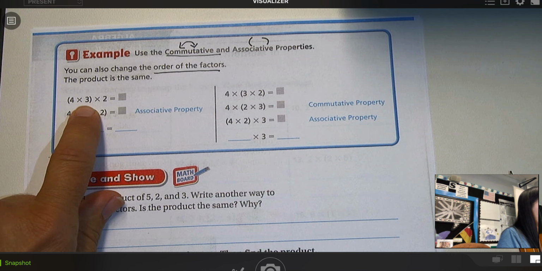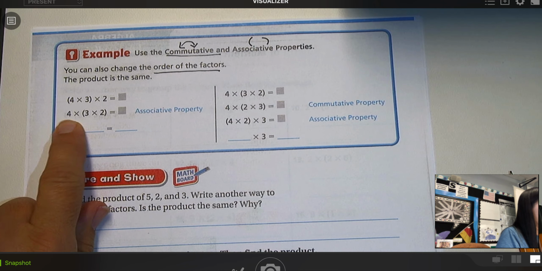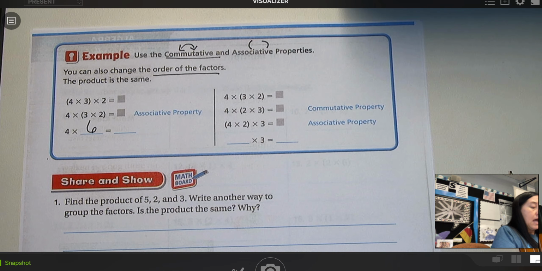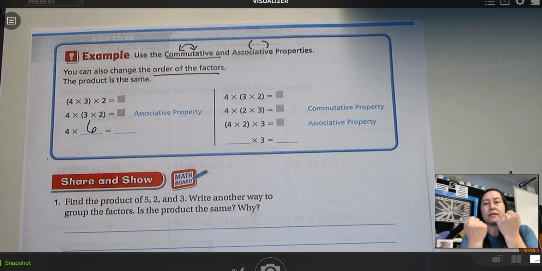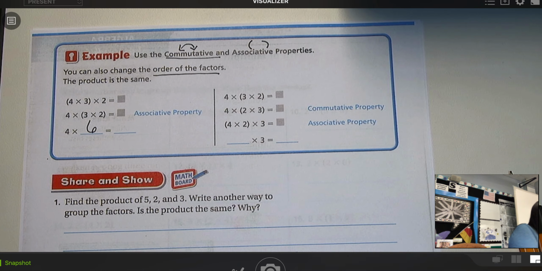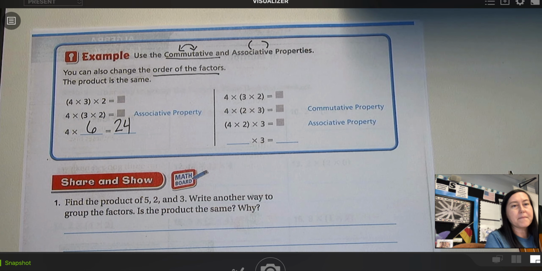So 4 × 3 × 2, I can switch it to do the associative property and think, I'm going to do 3 × 2 first. 3 × 2 = 6. 4 × 6, I could roll my 4s and stop at 6. Dukes up, Einstein students, good as gold, let me hear your 4s roll. 4, 8, 12, 16, 20, 24. Stopping at 24, because I had 6 fingers up. So 4 × 6 = 24.